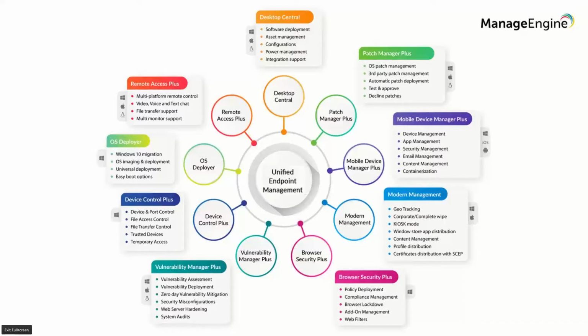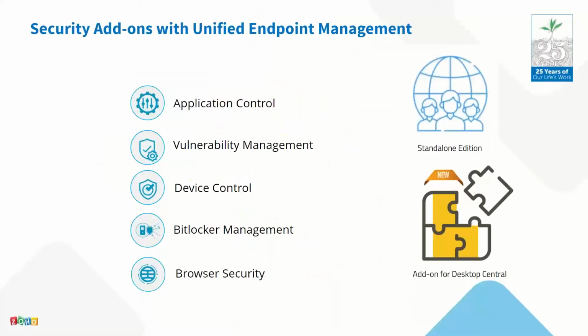Now, along with Desktop Central's unified endpoint management, you also have the security add-ons that come with it. The 5 different security add-ons that you get are application control, vulnerability management, device control, BitLocker management, and comprehensive browser security. These are the 5 different security add-ons that you get along with unified endpoint management.